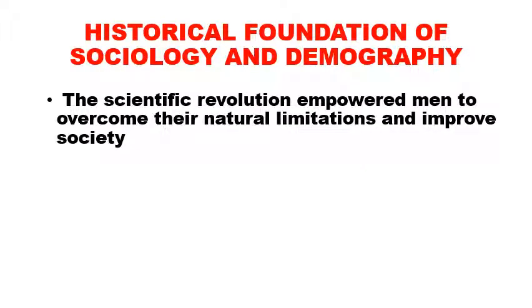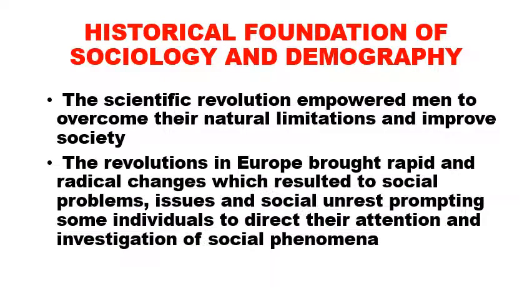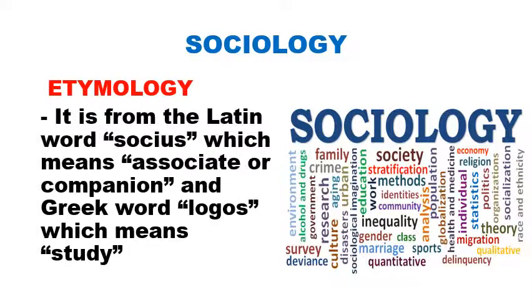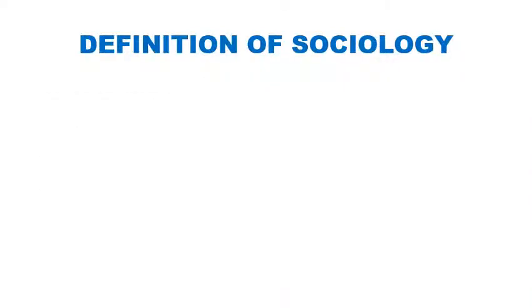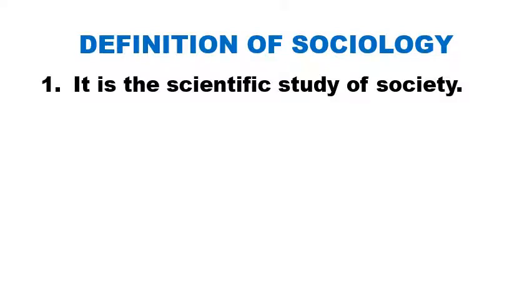The scientific revolution empowered men to overcome their natural limitations and improve society. The revolutions in Europe brought rapid and radical changes, which resulted in social problems, issues, and social unrest, prompting some individuals to direct their attention and investigation to social phenomena. Etymology. It is from the Latin word socius, which means associate or companion, and the Greek word logos, which means study. Definition of sociology. It is the scientific study of society.